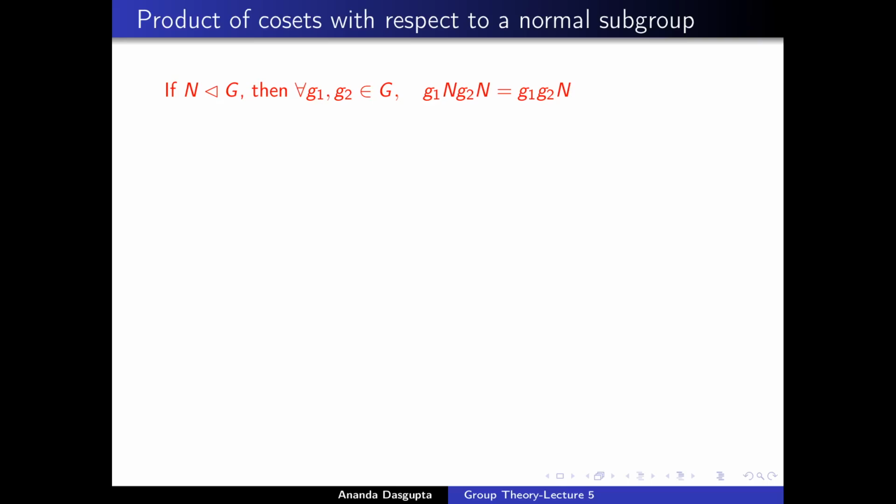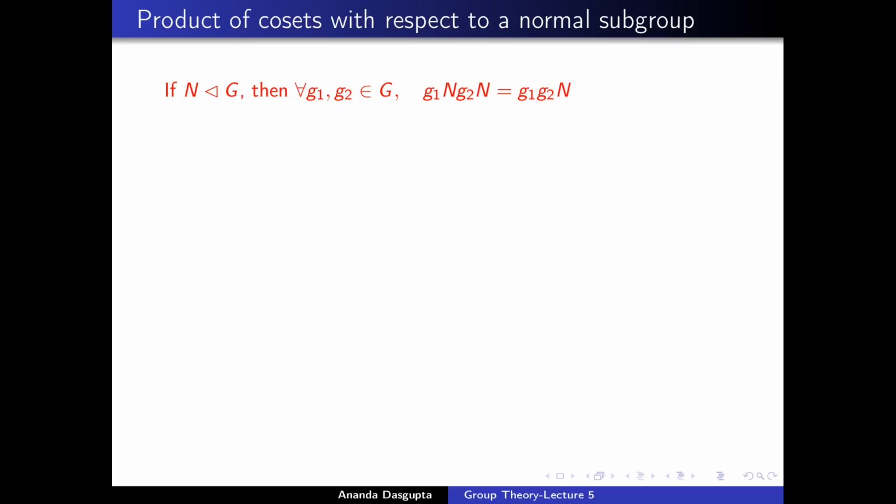Simply because g1N definitely contains g1, g2N definitely contains g2. After all, N being a subgroup has the identity in it. So g1N times g2N has as one of its elements g1g2. And so if it is going to be a coset at all, it has to be a coset in which the element g1g2 belongs. And that of course is a coset of g1g2 with respect to N. So g1g2N. Now that of course is true provided the result is a coset in the first place. What we now need to show is that this really is correct.